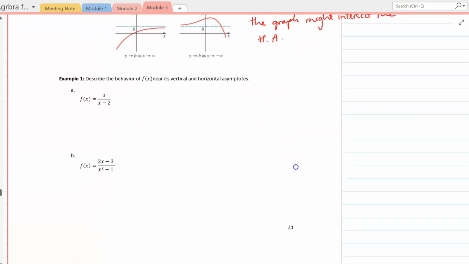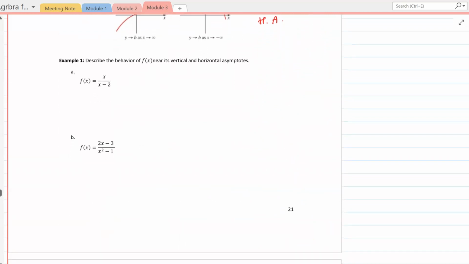So let's take a look at our first example. Describe the behavior of f of x near its vertical and horizontal asymptote. So let's talk about how to find the vertical asymptote. The vertical asymptote of the rational function can be found by letting the denominator equal 0. So this graph here has the vertical asymptote x equal 2.